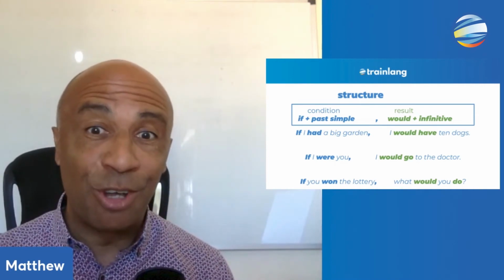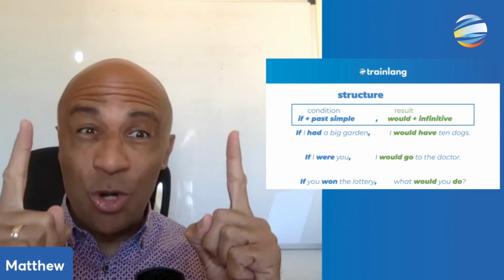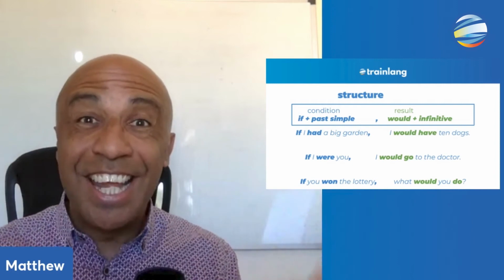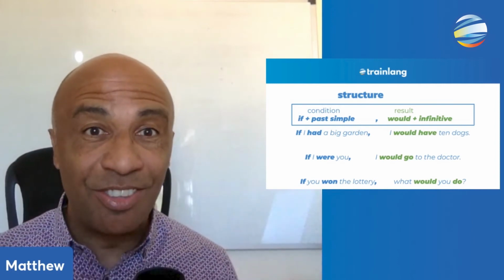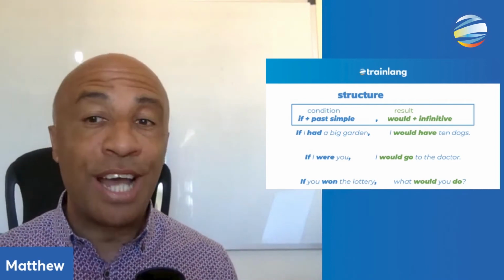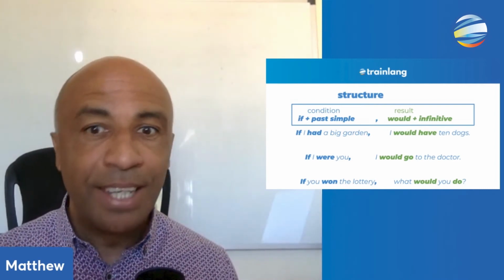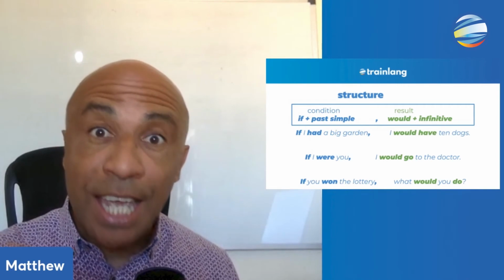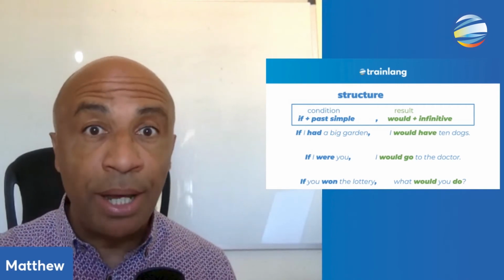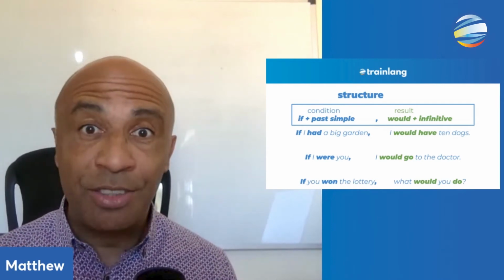We can see also that if and would are not friends. They can never be together in the same part of the sentence. If I had a big garden, I would have 10 dogs. Notice also that in the if part of the sentence, we need to have a comma before the result. Good.